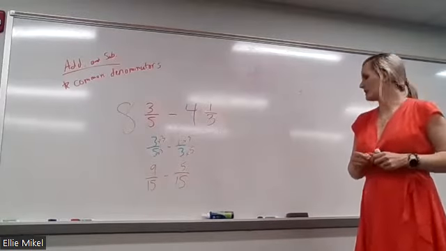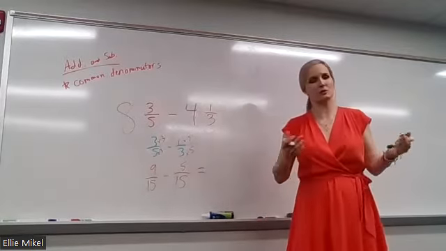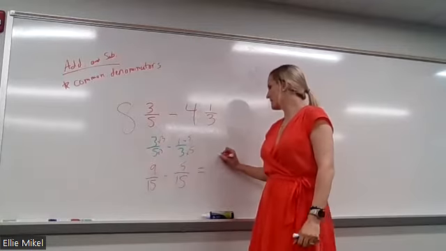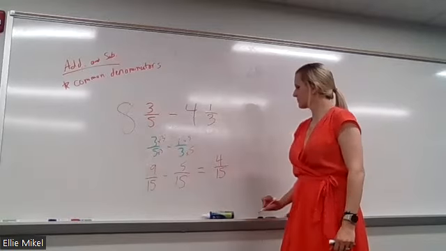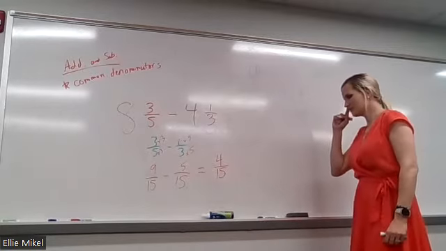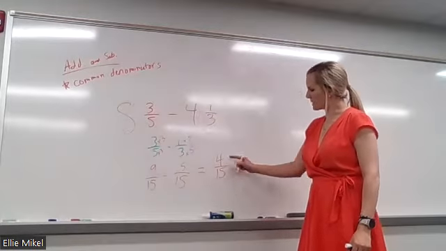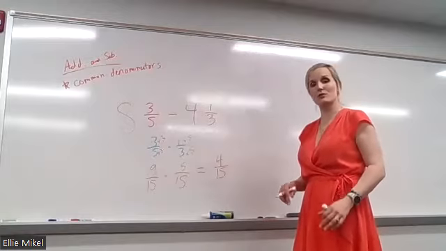So now I have two fractions with a common denominator, and I can go ahead and subtract. Like I said, the only difference between addition and subtraction is I'm now subtracting those numerators. 9 minus 5 gives me 4, and then 15 stays my denominator. Can 4 and 15 both be reduced by the same number? No. 4 I can divide by 4, not 15. 4 can be divided by 2, but not 15. So 4/15 is a reduced fraction.